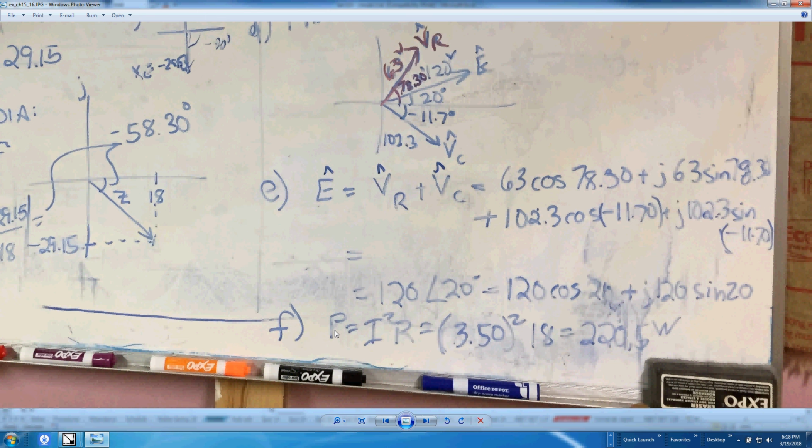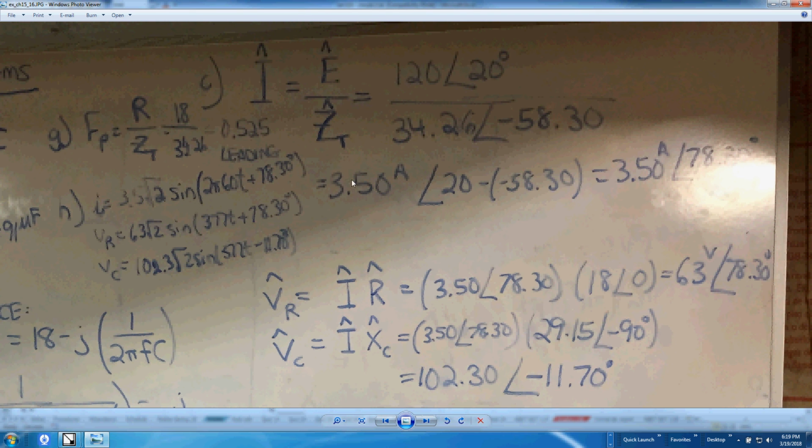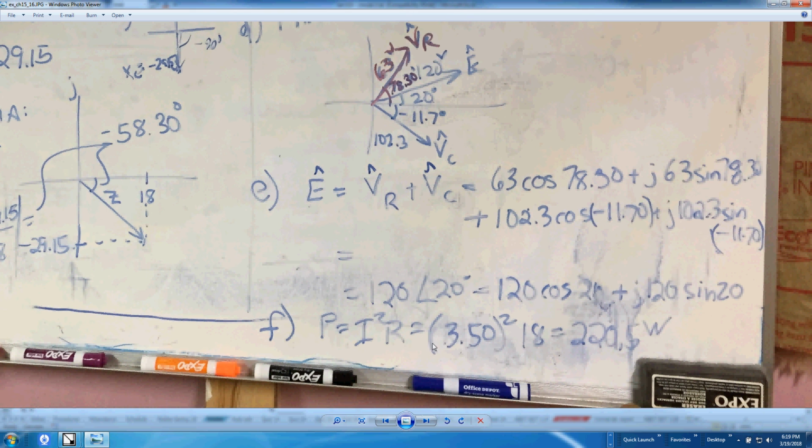Part F asks for the average power in a circuit equals I squared R. This is just the magnitude of I, that we figured out right here. And we don't worry about the phase angle, so it's just like it would be in a DC circuit. It's I squared R, 3.5 squared times 18, which is 220.5 watts.